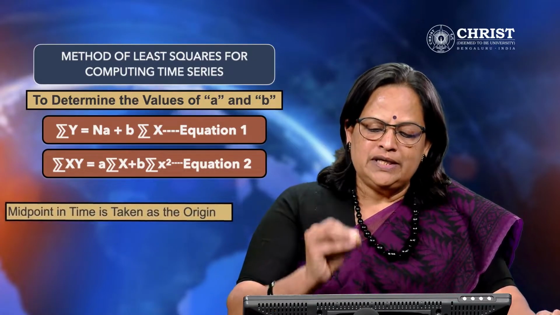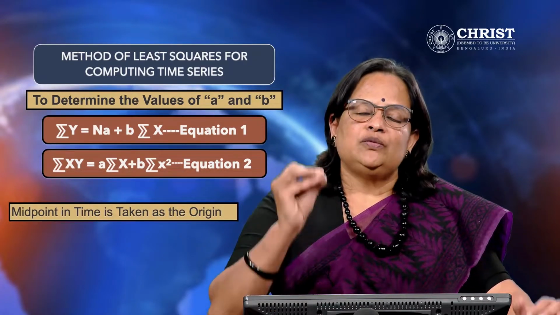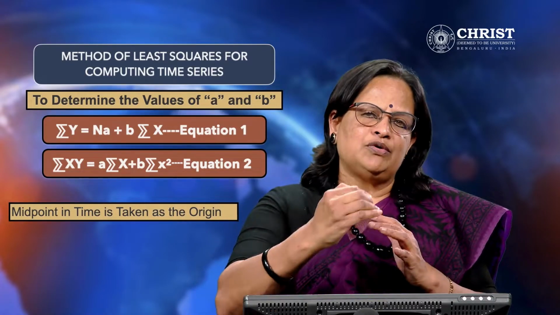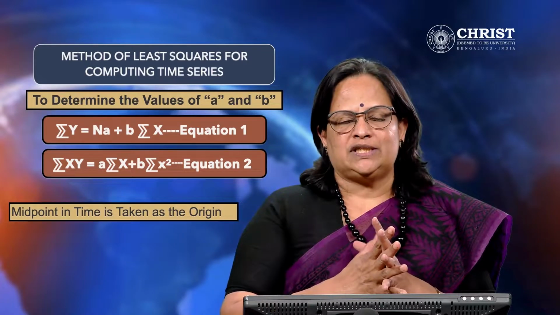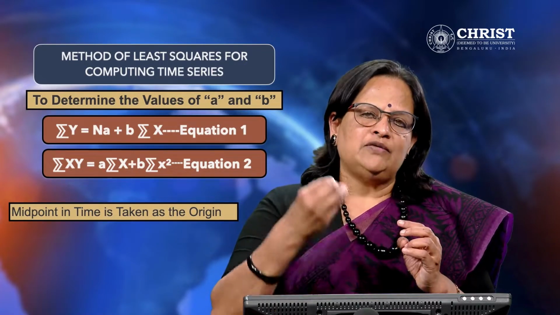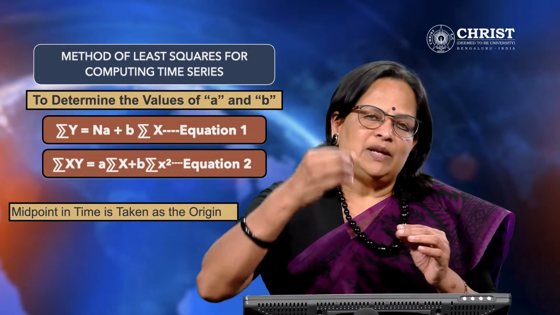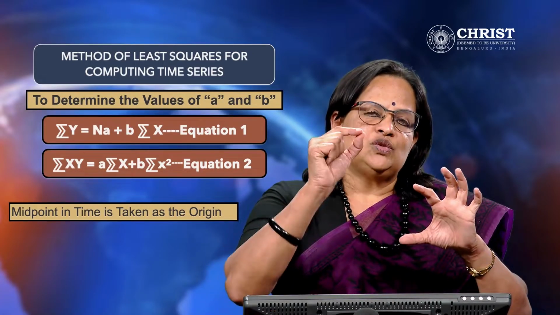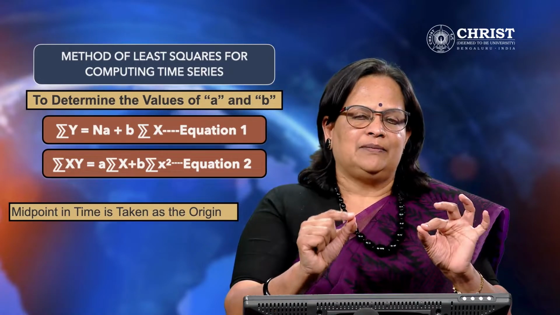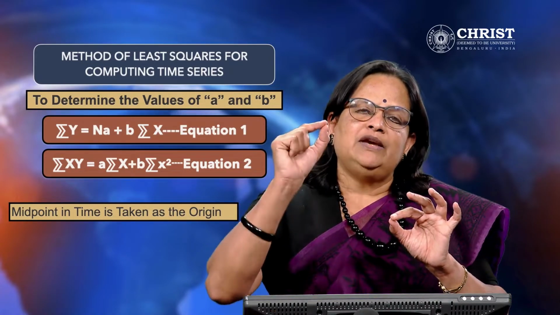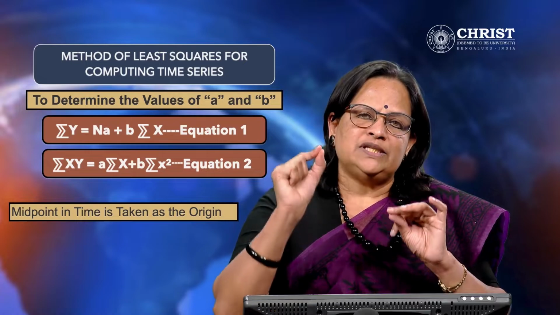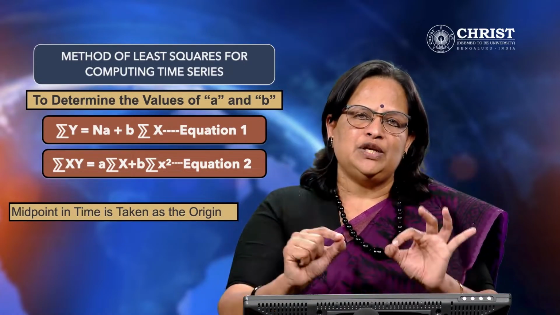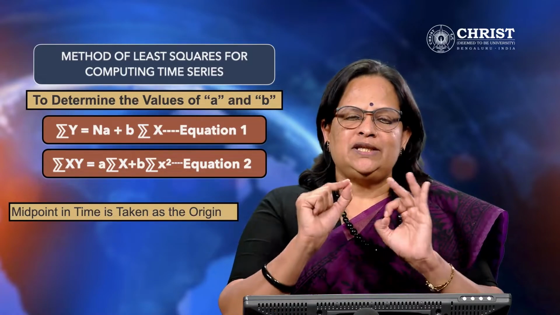So, the midpoint is taken as the origin. We have to remember that two types of computations are there, when you are getting an odd number of years and when you are getting an even number of years. Odd number of years means 5, 7, 11, all this. If it's 5 years, the middle year will be the third year. Whereas for an even number, if N, the number of years, is equal to 8, how will we calculate? The 2 middle years divided by 2. That is why we take the mid value.